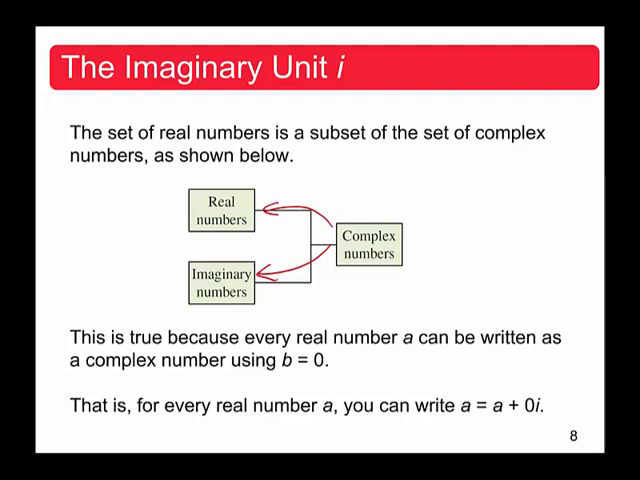You can also look at every real number could be written as, let's say, a plus 0i. Okay, because 0i will become 0, so it's still going to be a real number. a is the same thing as a. Okay, so all the real numbers you could write it as a complex number with a complex part.